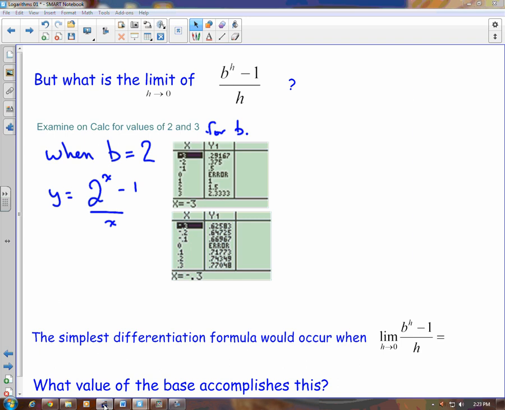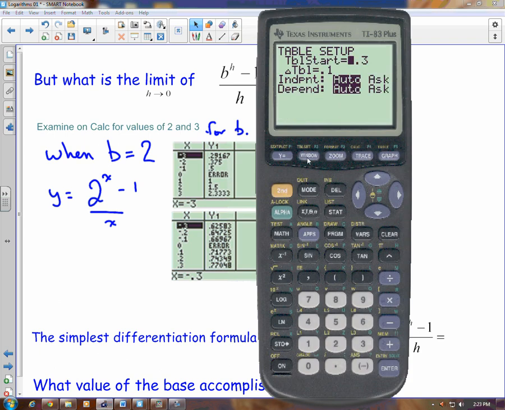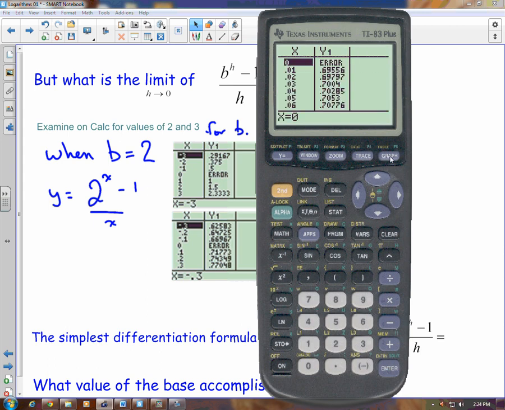Okay, so one more time. That means we're going to go to the table, start at 0, and go by 0.01 this time. And hit the table and kind of scroll up. And it's, well, it's getting close to 0.69 something, right? It's getting close to 0.69 something. It's like, okay, so what? Right? Really not much there.